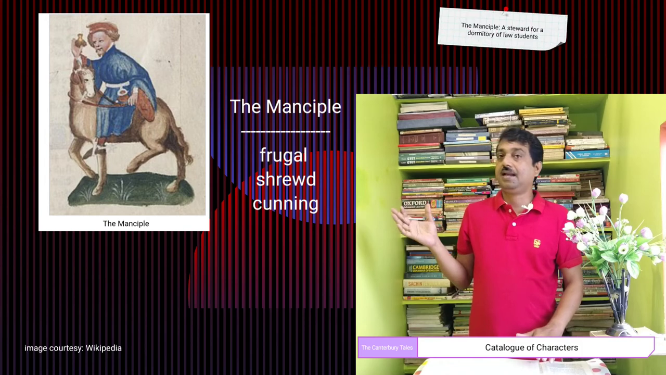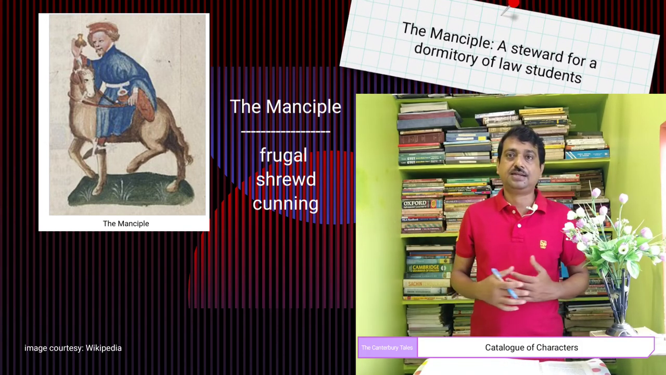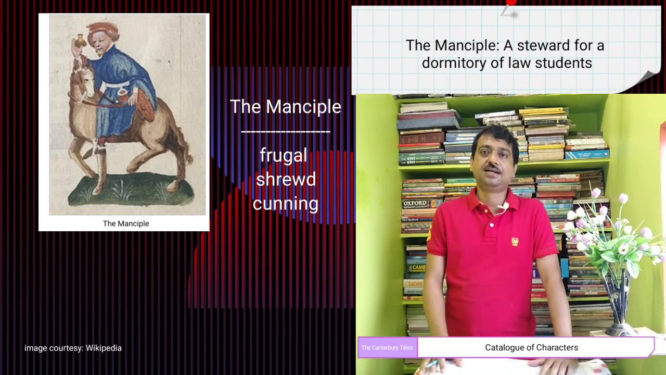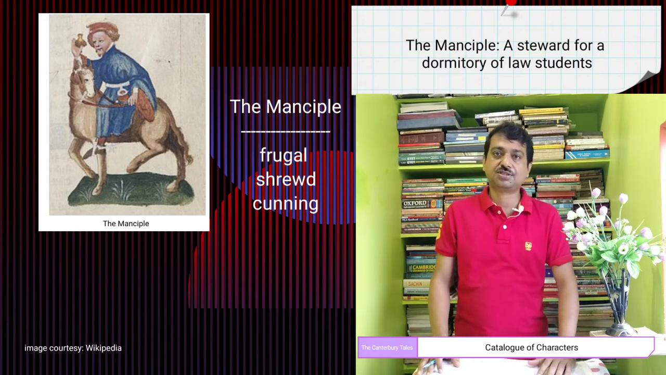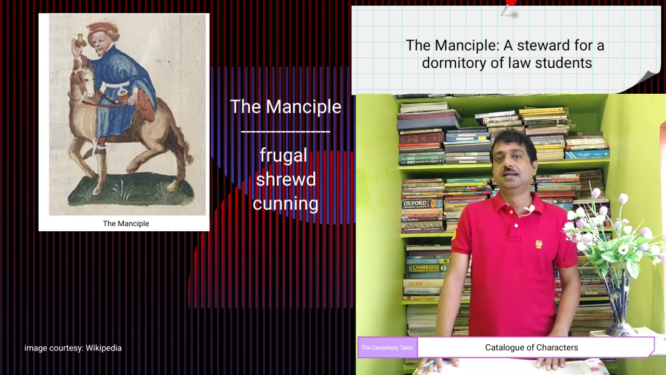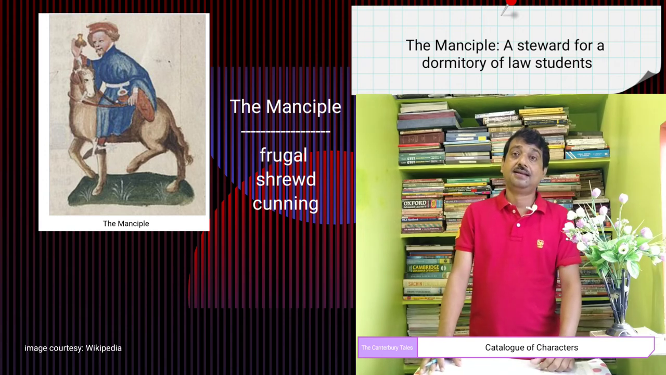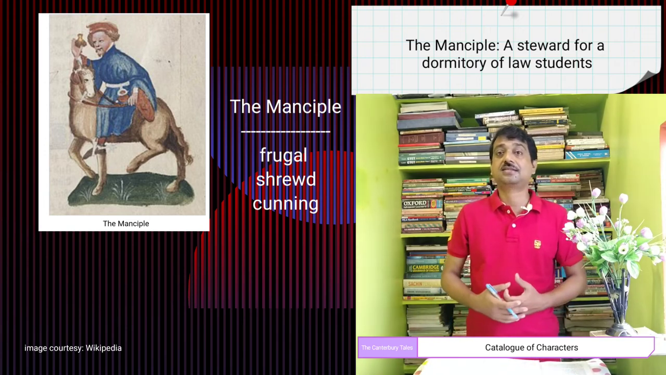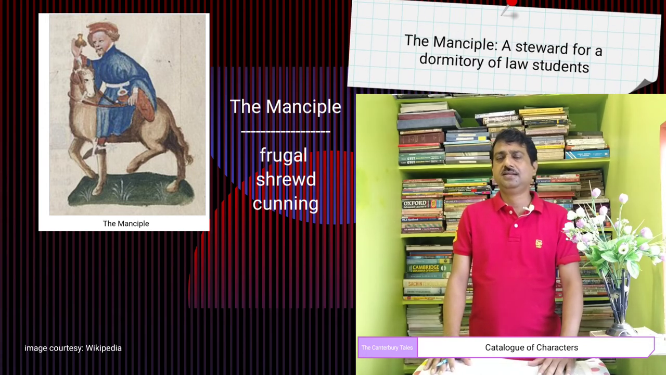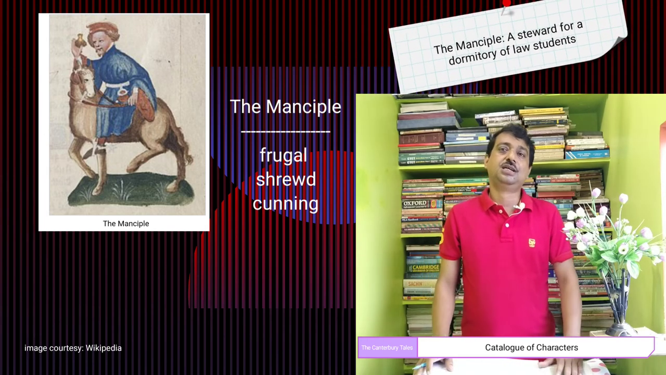The Manciple, a steward for a dormitory of law students, who is in charge of buying food for the lawyers, is very frugal and straight, yet most times outwitted the lawyers and ended up with money in his pocket. His cunningness is the most noteworthy point here, and he is ironically described as having wisdom of his own. This kind of mixed personage is one we can find in English society of the 14th century.